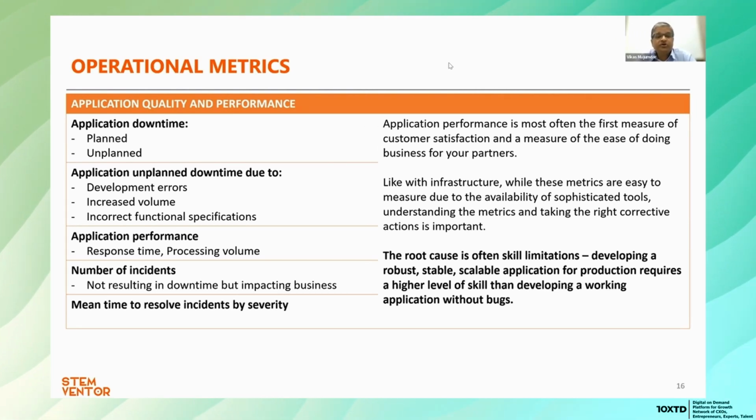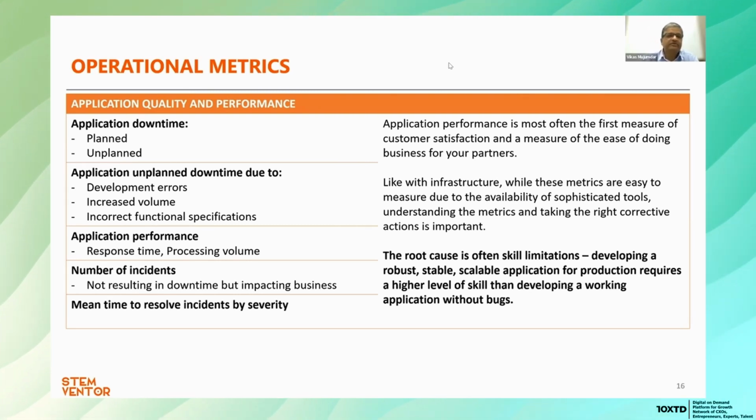Now, the root cause is quite often skill limitations, and that's why it's important to know where things are going wrong, right? I tend to contend that developing a robust and scalable application for production requires a slightly different level of skill than just writing basic working code. So just saying that, oh, I wrote this application, it has no bugs, the testing team has certified it, that's great, but that doesn't mean that it will actually scale and perform in production.